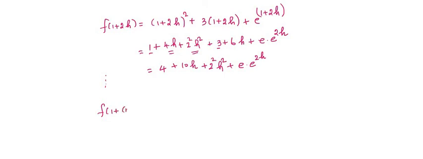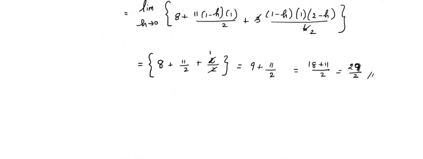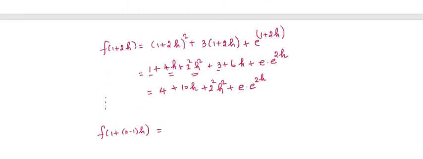f of 1 plus (n minus 1)h. That is equal to, if you found the pattern, I can write directly. The constant term is what? 4 here. Therefore, the 4 will come here. Anyway, I will tell the way. Here 4. Here 10, 5 into (n minus 1)h, multiples of 5.